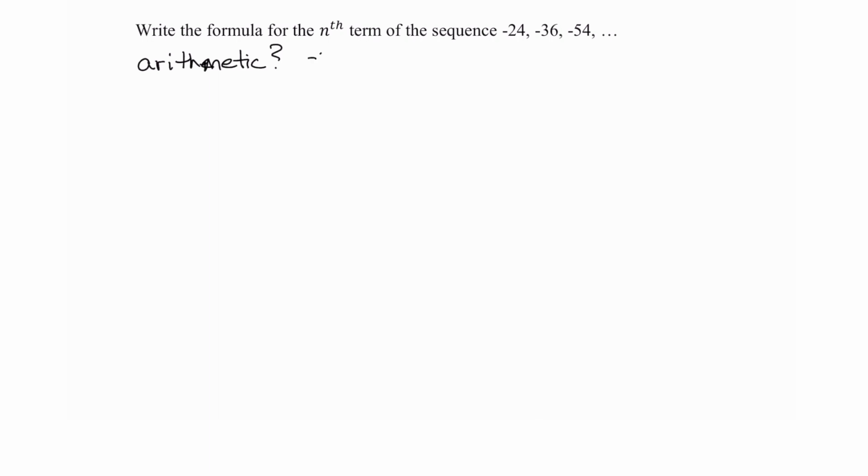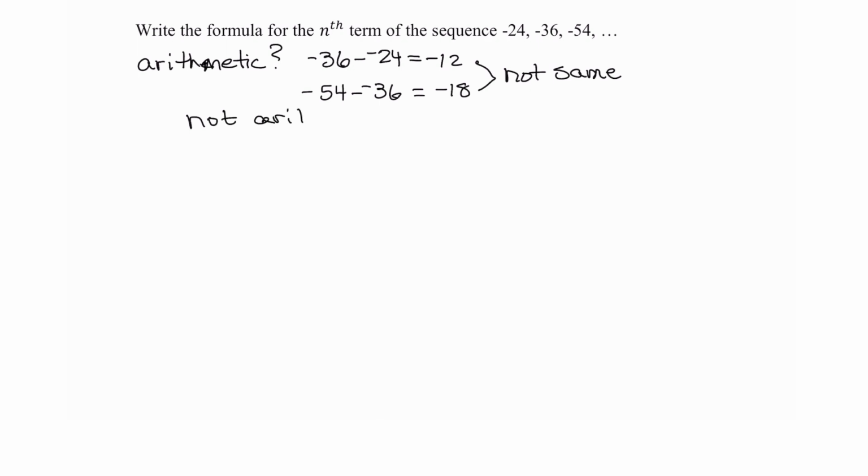So we'll take negative 36 minus a negative 24, and when we subtract that we get negative 12. And then we're going to take negative 54 and subtract our negative 36, and when I subtract that I get a negative 18. So these are not the same difference that we get, so this is not an arithmetic sequence. So then I want to say, well, let's see if it's geometric.